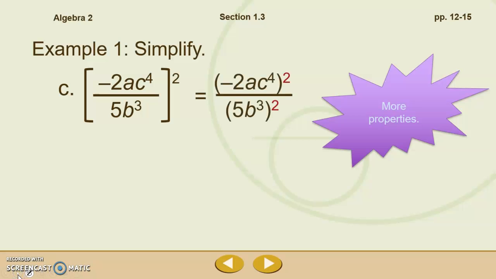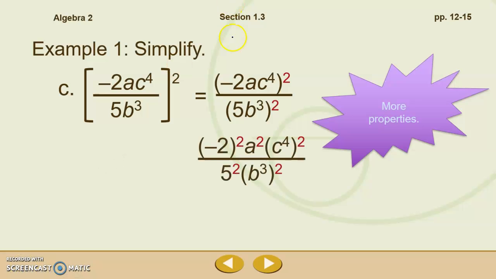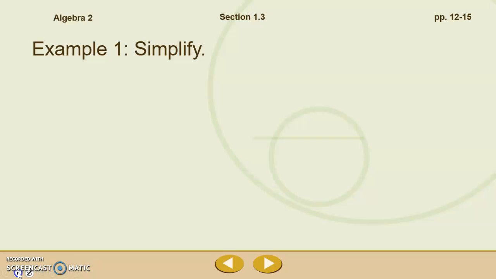Okay, that square term is going to apply to both the numerator and the denominator. And then we can distribute that square term into everything that's inside the parentheses here. So we're going to rewrite that the way that you see below. Using our properties of exponents, this simplifies to 4a squared c to the 8 over 25b to the 6th. We have no other bases that are similar. Nothing else can be simplified. Pause the video, try this one on your own, and then start it back up to see if you got it right.